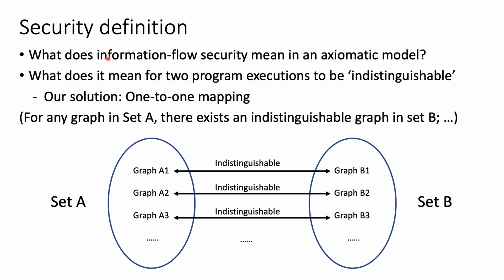The first question we solved is what does information flow security mean in an axiomatic model? In other words, what does it mean for two program executions to be indistinguishable when they are represented as sets of graphs? Our solution is that we see two sets of graphs as indistinguishable if there exists a one-to-one mapping between these two sets that pairs indistinguishable graphs together, as shown on the slide. Formally, this means for any graph in one set, there exists an indistinguishable graph in the other set.